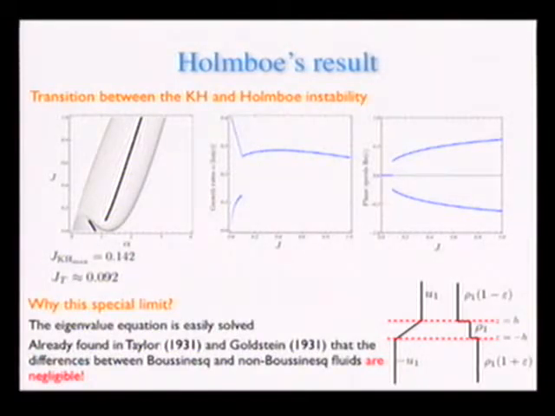And why have people looked at this special limit? Well, we already know that you reduce from a quartic equation to a biquadratic form that is easily solved. But personally, I think it's not the only reason. I think actually this comes from the results by Taylor and Goldstein in 1931, showing that the difference between the Boussinesq and the non-Boussinesq fluids is negligible. Okay, so why bother, right?